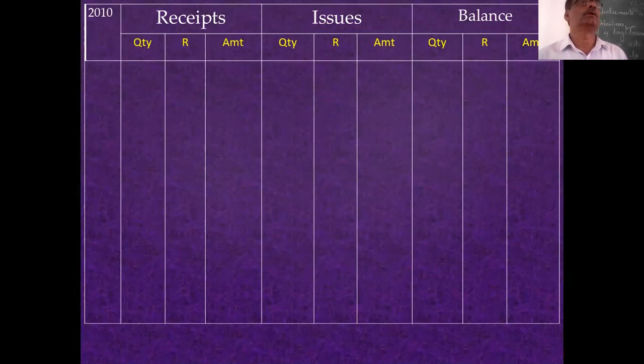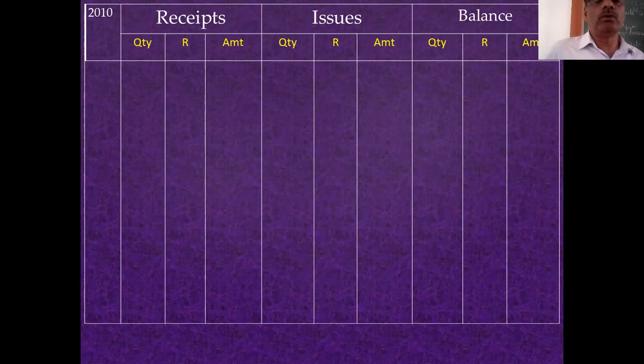Okay, what is the next transaction? Return to vendor. Return to vendor means it is an issue. In the issue column, I will enter. You put the underline. I have taken the next slide; in your page, you put the underline for that. Whenever you are going to issue, write the date.